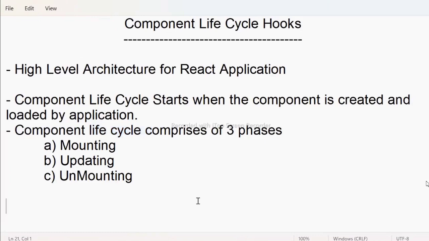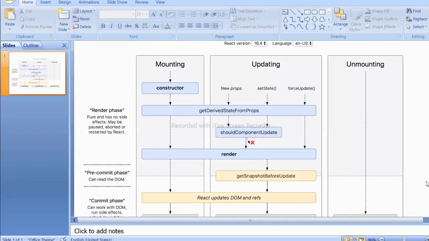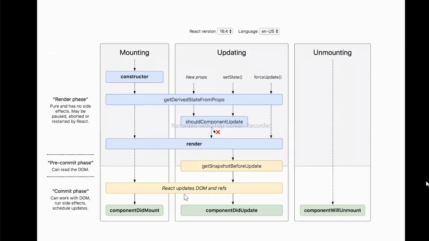So lifecycle hooks means component lifecycle contains 3 phases: mounting phase, updating phase, and unmounting. As a developer, you should know why I need mounting, what I should do in mounting, right? I should know what happens in updating and why I should use unmounting. So at high level architecture, this is the basic design.